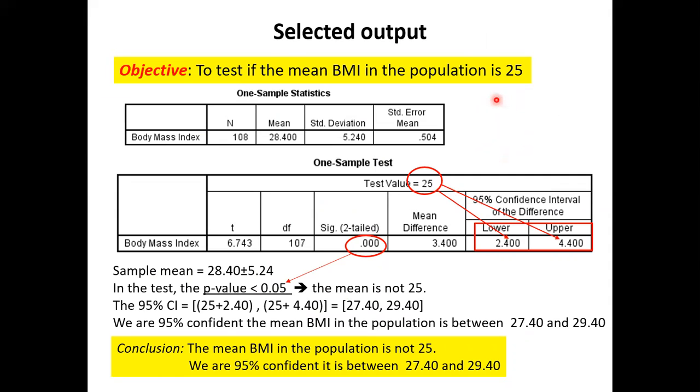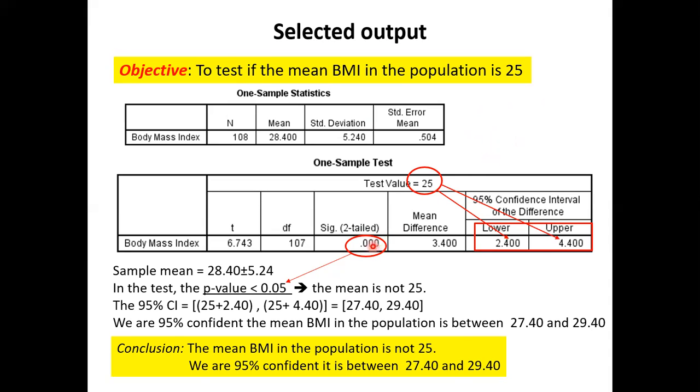Systolic blood pressure. Not here, BMI. What's H null? You write H null, what will it be? What are you testing? H null: mean equals 25. H alternative? BMI not equal to 25. Right, not equals to. H null: mean equals 25. Alternative: mean is not 25.